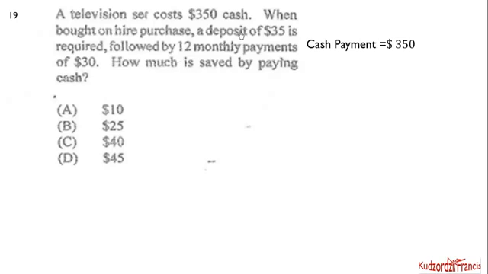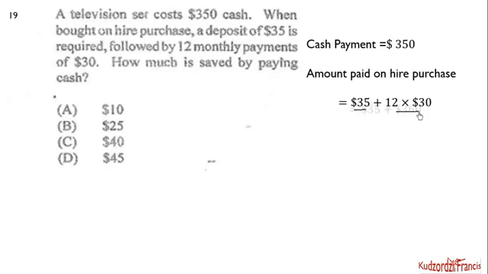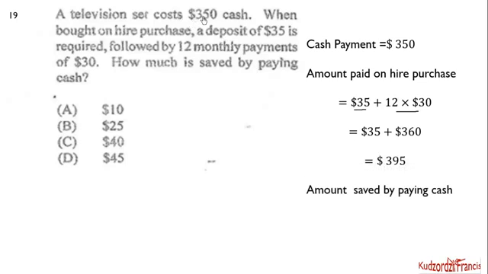So the cash payment is 350. The amount paid on hire purchase is 35, which is the deposit, plus the payment in installments. Now 12 times 30 is 360. 360 plus 35 is 395. So take it out of 350. I'll take 350 out of 395 to get $45.